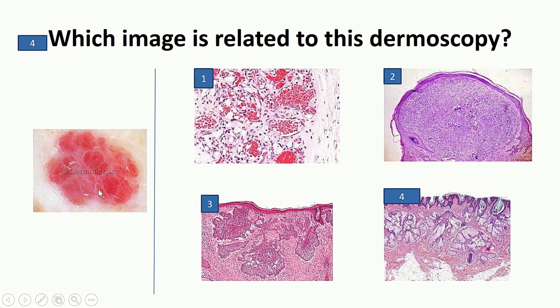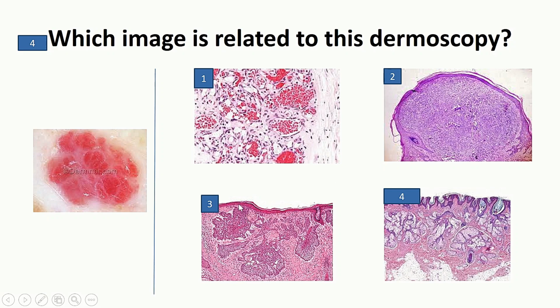Which image is related to this dermoscopy? What you see here is red lacunes that is suggestive of hemangioma. So here the one is more compatible with this dermoscopy. Other histopathology here, as 2, is indicative of pyogenic granuloma.